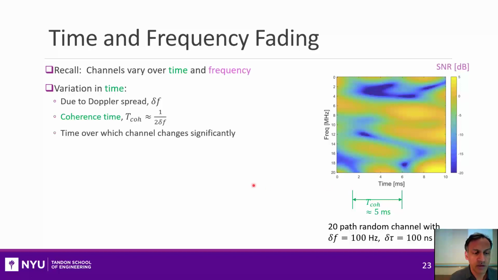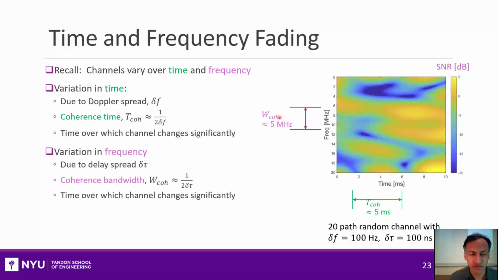So if you want it to be constant, you have to be much smaller than the coherence time. Similarly, you have a variation in the frequency, and that is due to the delay spread of the different paths. And that coherence is characterized by the coherence bandwidth, which again is 1 over 2 times the delay spread. And that is roughly the frequency distance you would have to travel before the channel becomes uncorrelated in frequency.